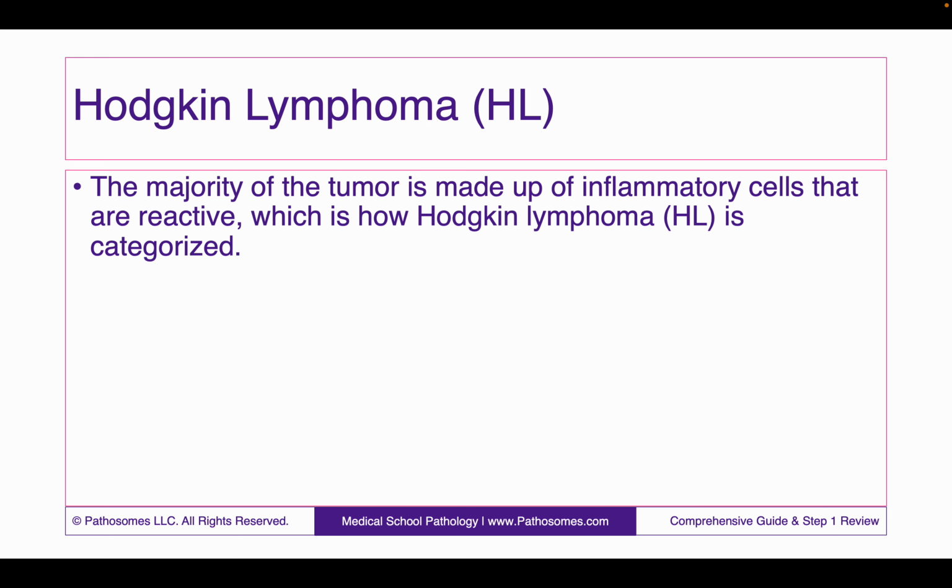You got to look closely. You got to find the Hodgkin cells. You got to find the Reed-Sternberg cells. You got to be looking for what's looking at you. What's looking at you? Owl eyes. You have to find them because those are the neoplastic cells in Hodgkin lymphoma.